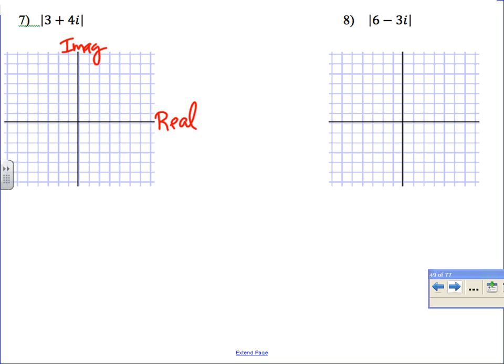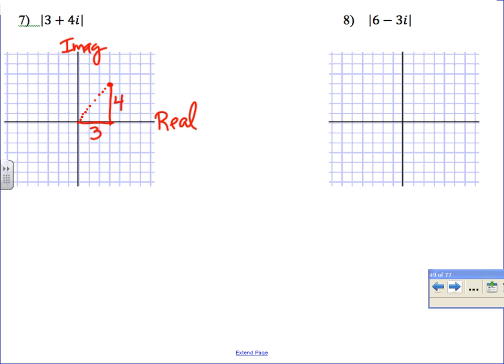We then need to plot where this point is. So we know 3 is the real, so we're going to go over 3. We're then going to go up 4 because 4 is the imaginary. So over 3 because that's the real number, up 4 because that's the imaginary. We're going to draw a dotted line from the point to the origin, and we're going to make it look like a triangle. Now we're also going to label what we just plotted. We know 3 was the real, 3 goes here, 4 was the imaginary, 4 goes here.